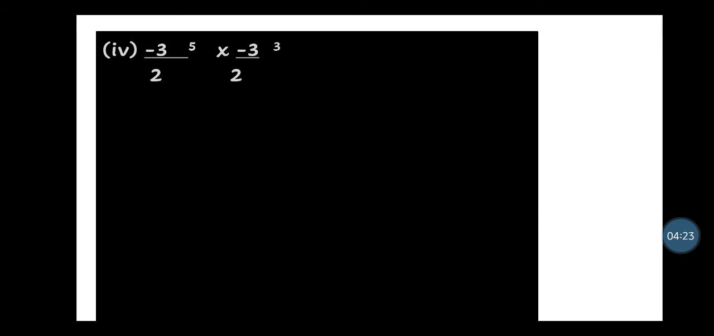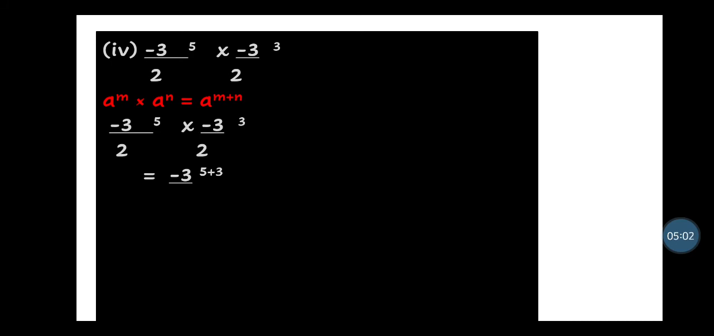Fourth one. Minus 3 upon 2 raised to 5 into minus 3 upon 2 the whole cube. Here the bases are same, operation used is multiplication, so we are supposed to add up the index. So we'll write our rule. A raised to m into a raised to n is equal to a raised to m plus n. Here our a is minus 3 upon 2, m is 5, n is 3. So we'll be substituting the values.